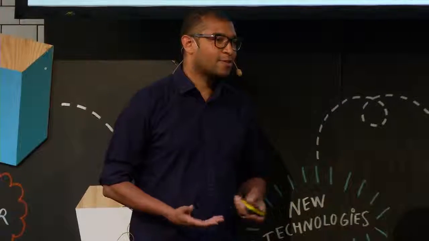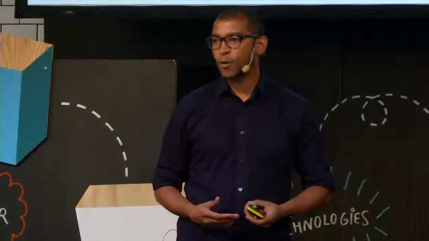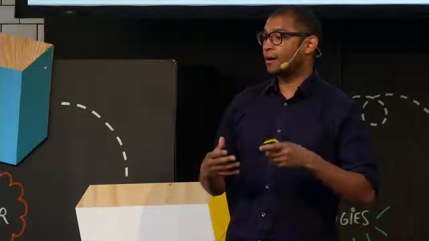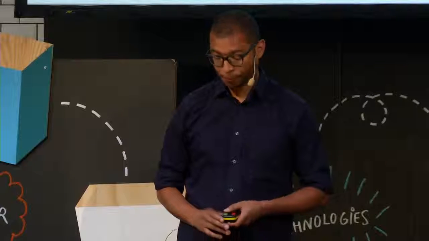But then you start to see other ways that this idea can be represented. The New Yorker did an inequality and the subway interactive experience, where they mapped the median income at every New York subway station. And so you can see Canal Street, which is where I work. I don't live there. I only work around there. Has a median income of over $150,000 a year for a household. And if you take the subway, the A or the C or the E, a few stops away into Brooklyn, you get to neighborhoods where the median income is around $50,000 a year.